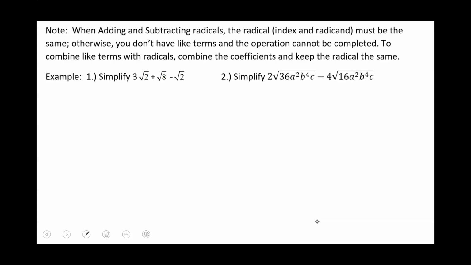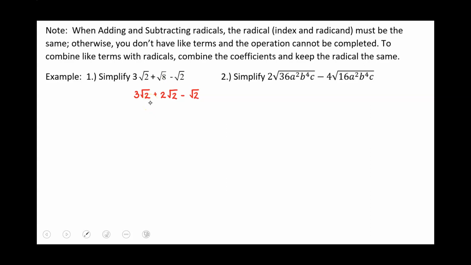So look at this first one. I've got 3 square roots of 2, square root of 8, and square root of 2. I cannot combine those as they are because you cannot combine unless your index and your radicand are the same. So yes, my index is the same, square root, square root, square root, but my radicand is not. Here I have a 2, here I have a 2, but here I have an 8. So let's see if we could maybe simplify that square root of 8. You might remember we just worked with that one on the previous example, and we got the square root of 8 was 2 square roots of 2.